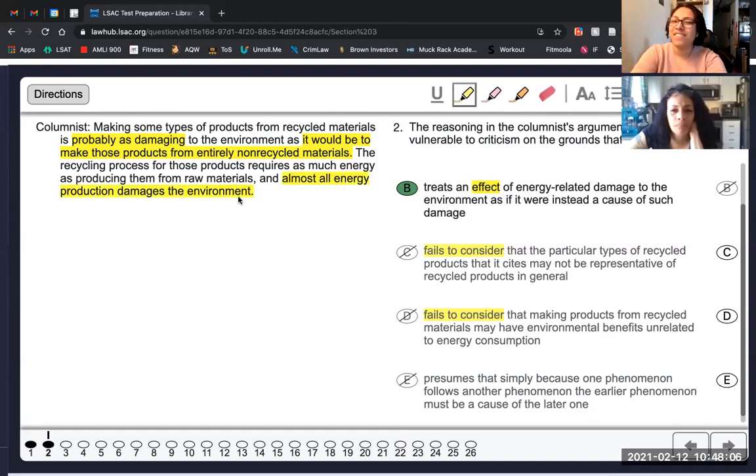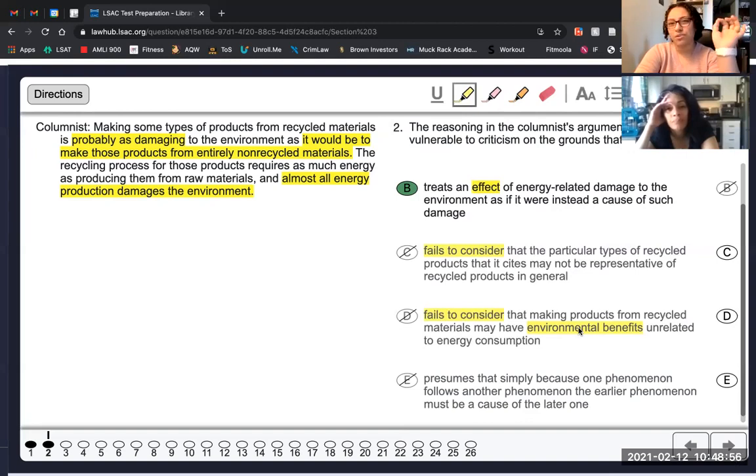With this flaw question, I love that you said it just doesn't mention anything like that in the passage. That's part of what makes C and D pretty plausible, that they are failing to consider things they're not saying in the passage. Whenever they say fails to consider, they're trying to poke a hole in the argument. So C, particular types of recycled products it cites may not be representative. Well, we know they're not trying to talk about representation, so that's not going to hurt our argument. But D, fails to consider that making these products might have environmental benefits unrelated to energy consumption, is a hole we can poke in the argument.